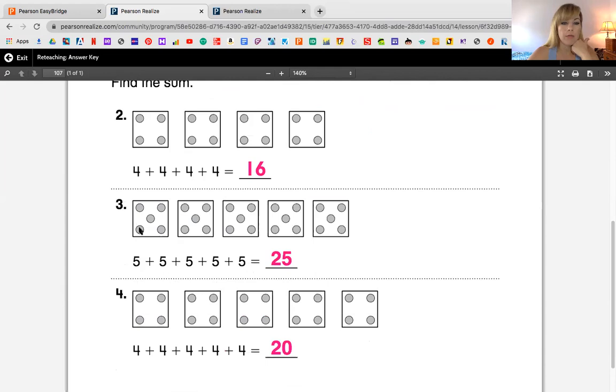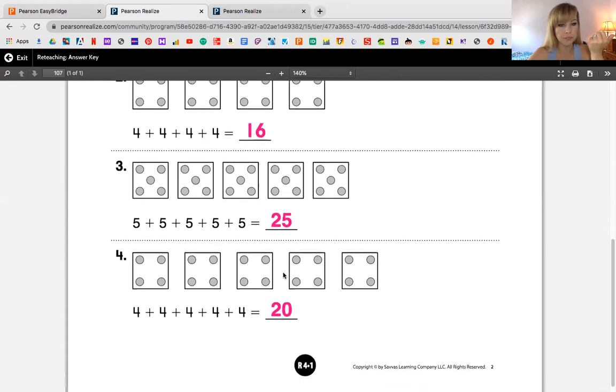Number 3, they're working with 5s. So there's a 5 here, a 5 here, a 5 here, a 5 here, and a 5 here. So there are 5 boxes of 5. This repeated addition is adding 5 five times. So this 5 represents this box, this 5 represents this box, this 5 represents this box, this 5 is for this box, and this 5 is for this last box. So I can go 5, 10, 15, 20, 25. My sum is 25.